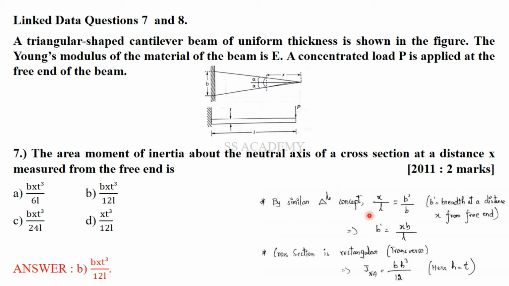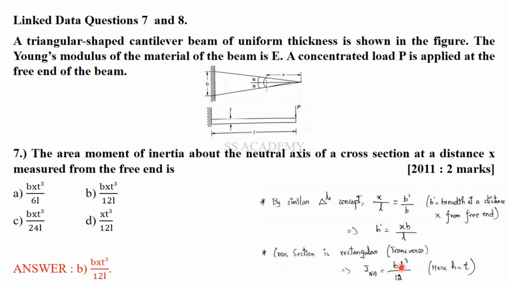By using similar triangle concept, we can determine the breadth at a distance x from free end, because breadth is the variable one while the thickness remains the same as given in the question. So by similar triangle concept, x divided by the total length is equal to b dash. B dash is the breadth at a distance x from free end. So b dash divided by b. So b dash is given as xb by L.